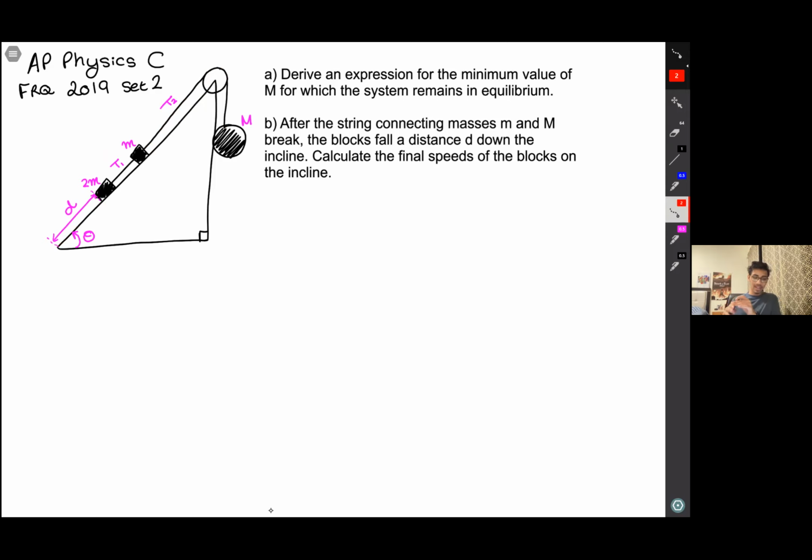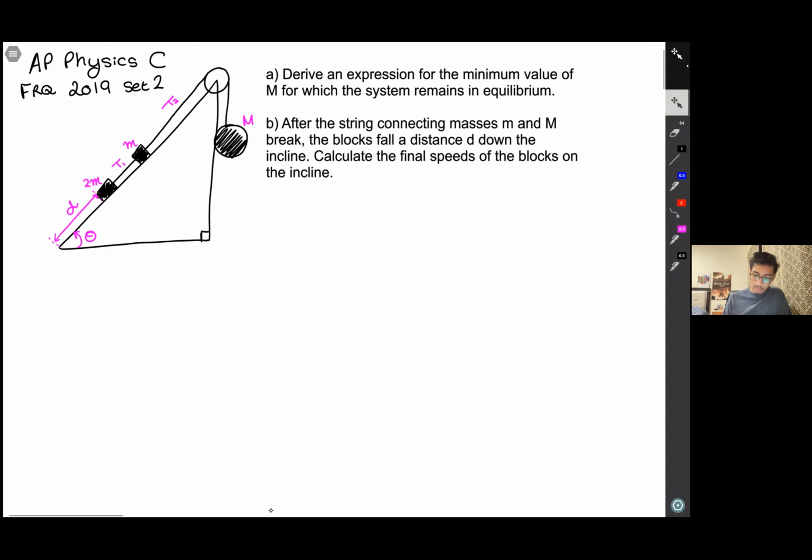You might be familiar with this. This was taken from AP Physics C's free response question 2019 set 2. I'm just doing parts D and E because I think they connected nicely. And if you understand this part really well, the first three parts are really simple. So if you think you can do it, have a shot at it, and I'll show you the solutions in 1 second. All right, so let's jump into it. Part A.